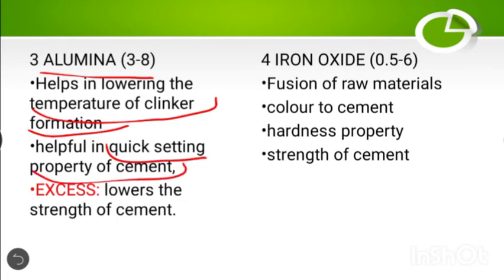And if the alumina is used in excess, it lowers the strength of the cement. These are basically the functions of the alumina. Moving further, iron oxide, it is used in 0.5 to 6%.